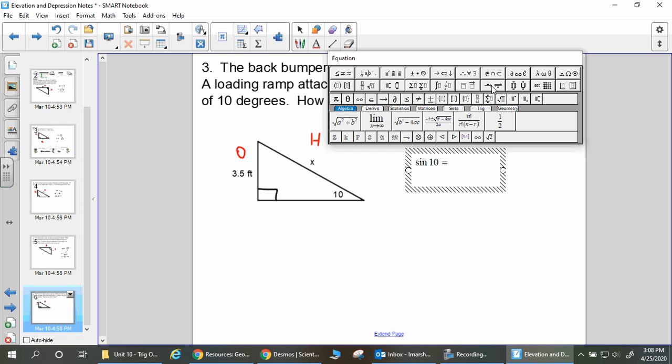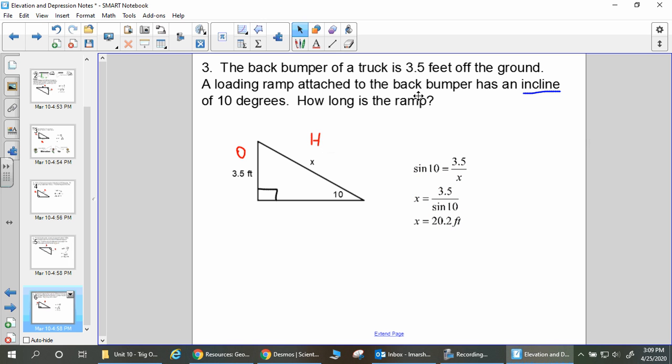Sine of 10 equals opposite over hypotenuse. Again, multiply by x. In this case, divide by sine of 10. Show those steps if that's helpful to you. There we go. So I need to put 3.5 divided by sine 10 into my calculator. In this case, I'm going to get a 20.2 when I round, and this was measured in feet. And so there is our answer for number 3.